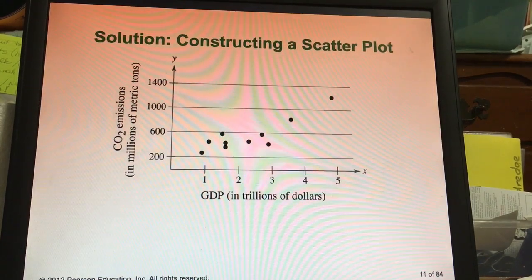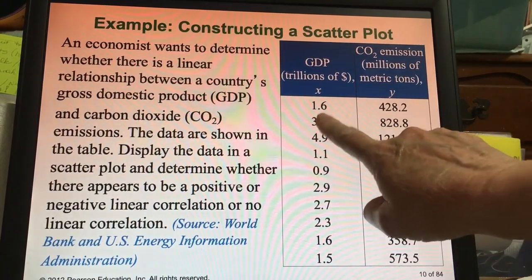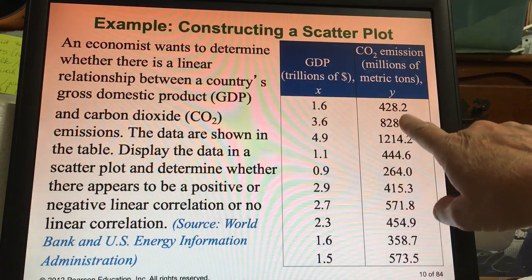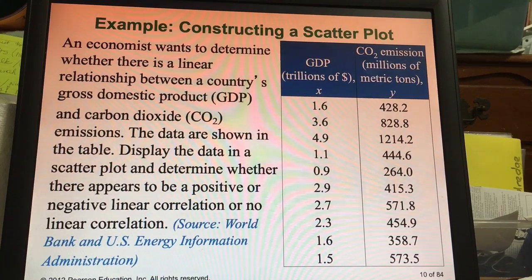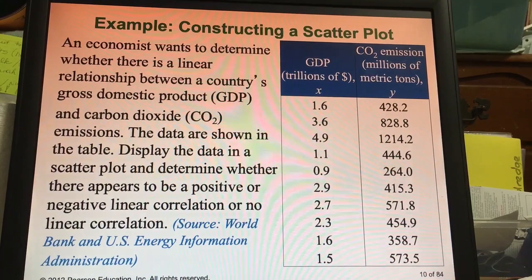And here is the graph. So basically, these are just data points. $1.6 trillion and 428.2 CO2 emissions, in millions of metric tons.